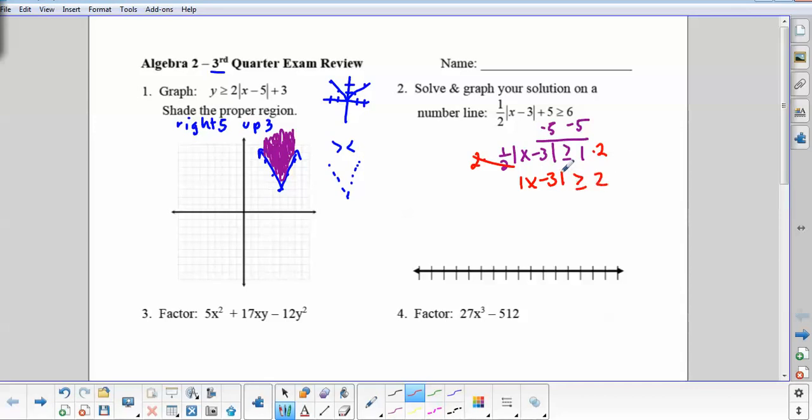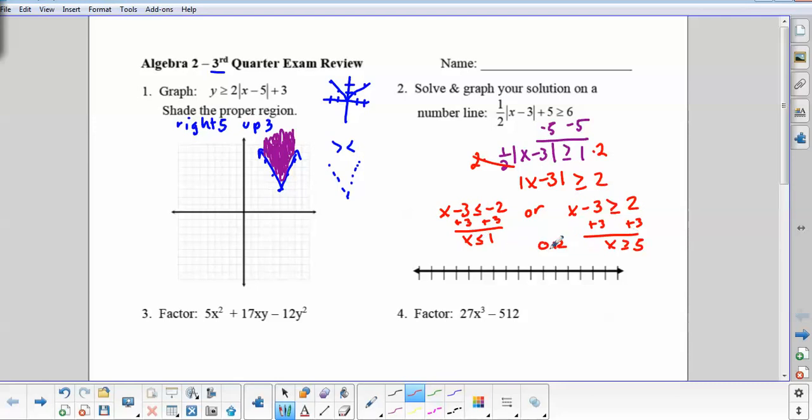So remember that "greater" means that it's going to be one or the other. It's going to either be x minus 3 is greater than or equal to 2, or x minus 3 is less than or equal to, and then you take the opposite of the 2, negative 2. So in both cases, you add 3 on both sides. And this gives you x is less than or equal to 1. And this one gives you x is greater than or equal to 5. So it's either less than or equal to 1 or greater than or equal to 5.